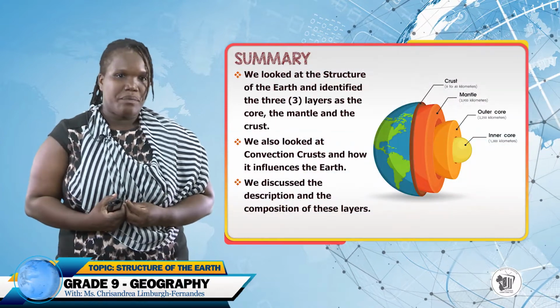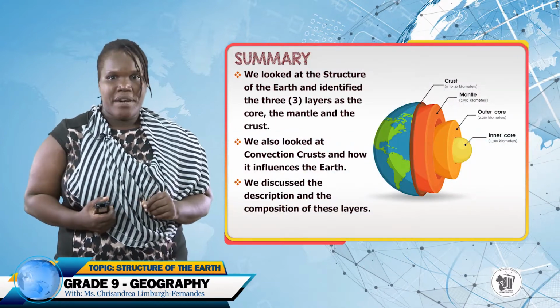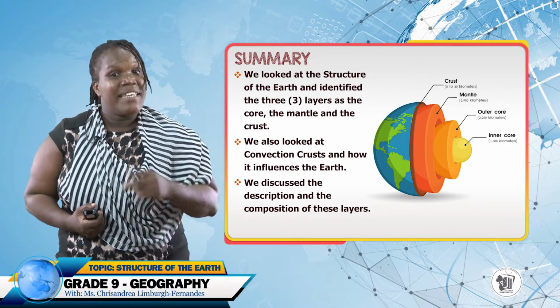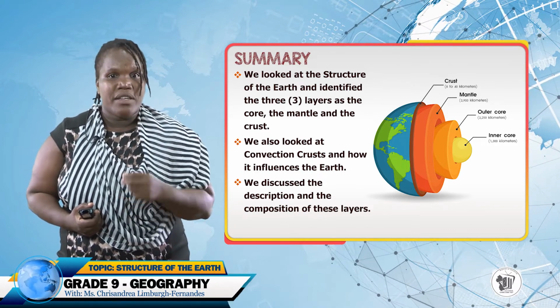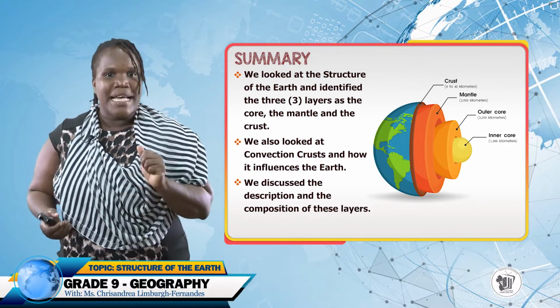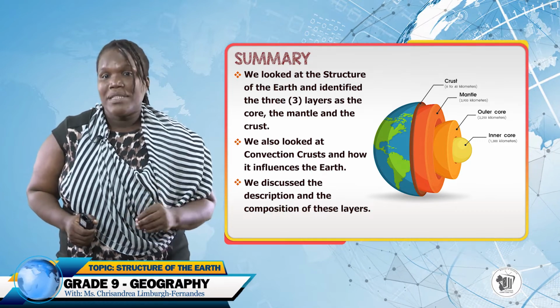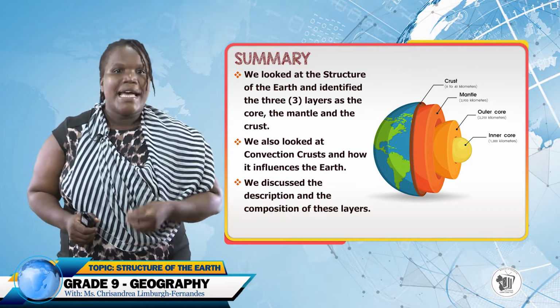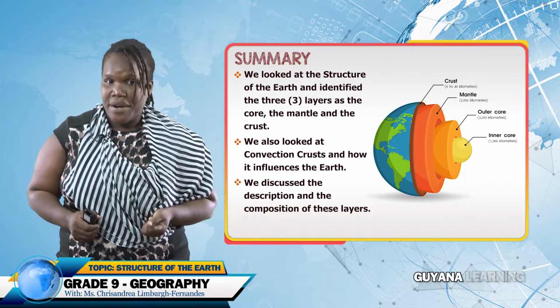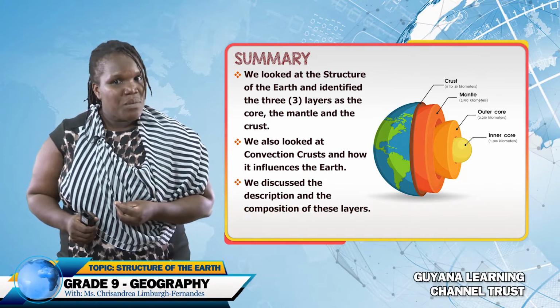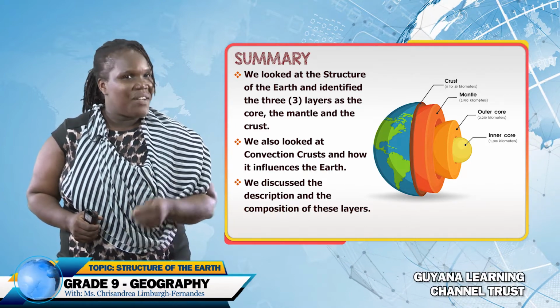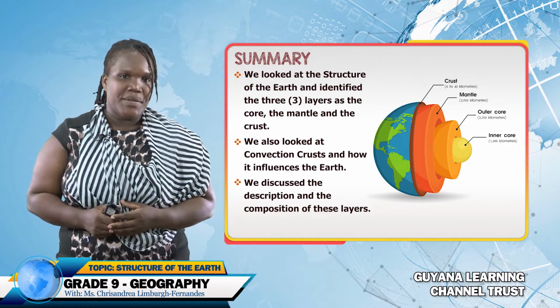In summary, we looked at the structure of the Earth. We identified there are 3 main parts, and they are the core, the mantle, and the crust. We also looked at convection currents and how they influence the Earth. We went through the description and the composition of each of these layers.